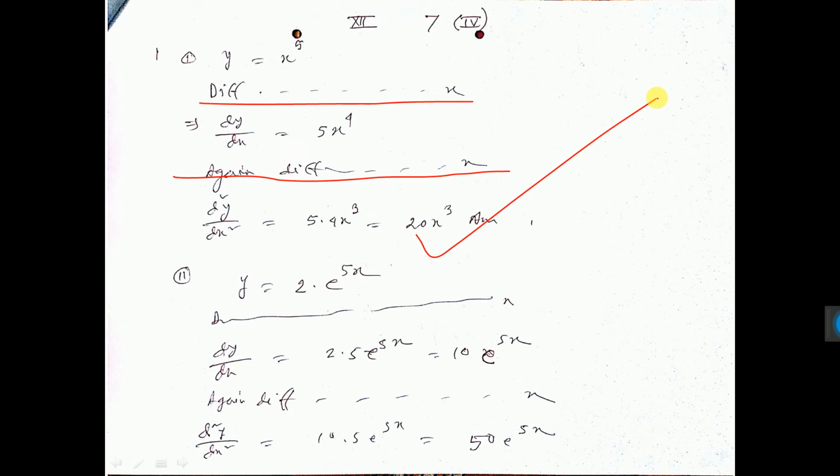Is it tough? No. If you know differentiation, then second order differentiation is very easy for you. The next sum you see: y equals 2 into e to the power 5x. So 2 is constant. So differentiating both sides with respect to x, you have to write here. Then dy/dx equals 2 into e to the power x differentiation, e to the power x, into d/dx of 5x, which will be 5. Here it is written. So 10 into e to the power 5x.